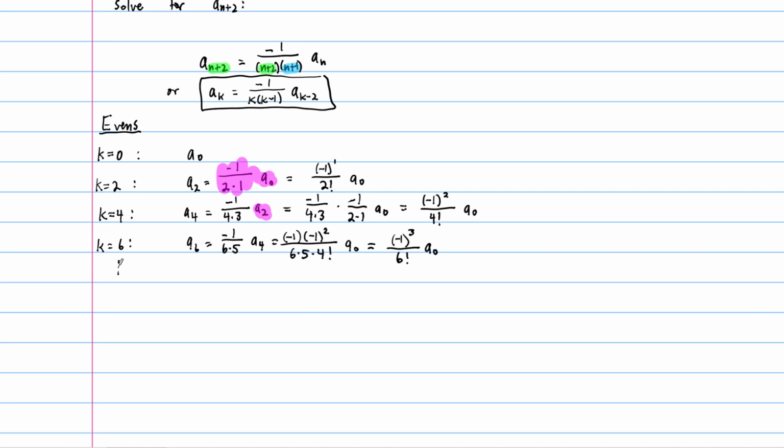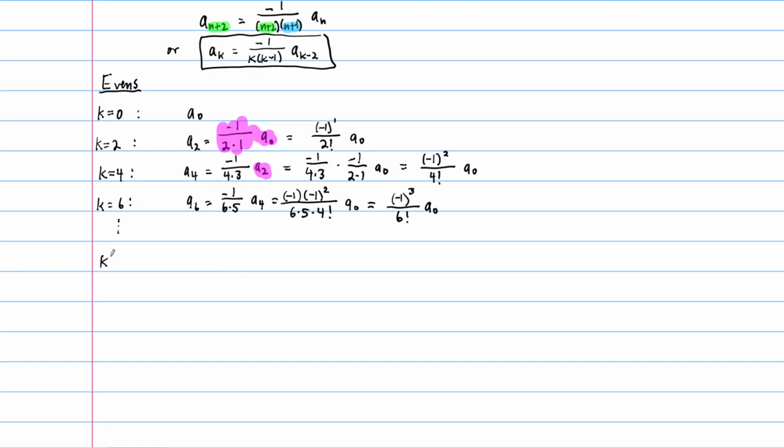Okay, and now we can make a guess. These are even, right? So let's say our k is equal to 2 times n. That's how we make this even. Then what do we know? Well, then our a sub 2n, or a sub k, is going to be equal to, just by our formula here, negative 1 to the n over 2n factorial times a sub 0. That's exactly what's down below. And so those are the coefficients on the even terms.